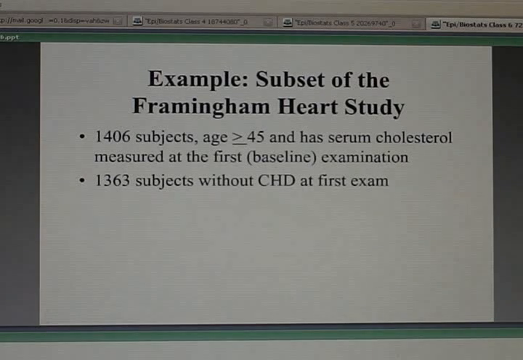This is a subset of the original data, 1,406 people. Actually, a subset of that, only the 1,363 people who didn't have coronary heart disease at their baseline exam. This is looking at the risk of developing coronary heart disease during the lifetime of the study. Anybody who already had heart disease when the study began was no longer at risk for developing heart disease for the first time. They already had it. So those people were excluded from the analysis we'll look at today. The analyses are based on these 1,363 people at risk of developing heart disease during this study.